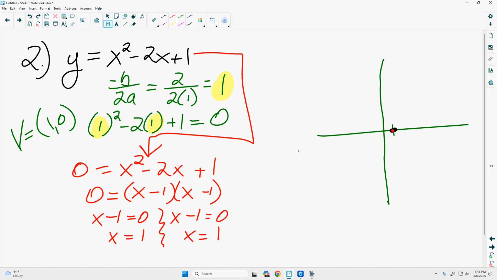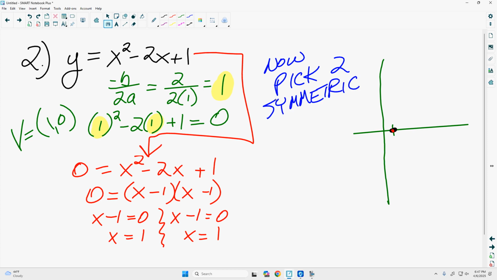And you're like, Blanchard, we're supposed to have 3 points. We're supposed to have 3 points to do this graph. Yeah, so I can't do the whole factoring thing this time, because it turned out to be the same exact point. Crud, I can't just, what? I have to find something symmetric. So you better believe I'm going to now pick 2 symmetric points. I sure hope I spelled that right.